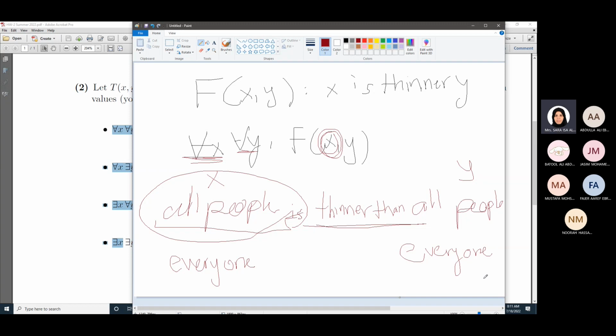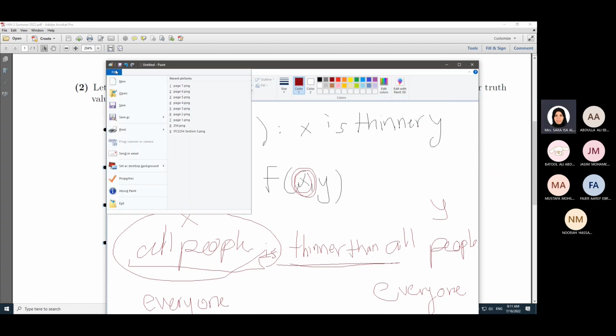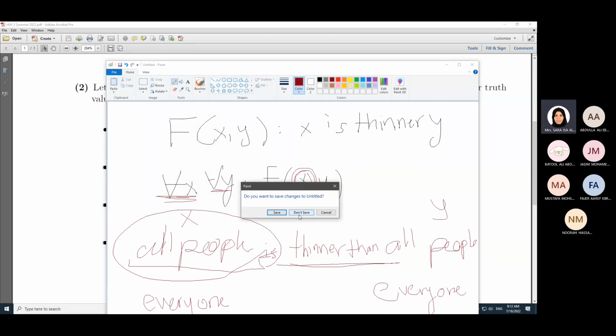Okay, now, is this a true statement or false? If you want to decide the truth value, did they give you a limited domain or is it infinite? In the question here, all people in the world. So can I test everyone? It will be difficult. But if you want to test and give the truth value, you should understand the statement. Now, our statement says everyone is thinner than everyone.